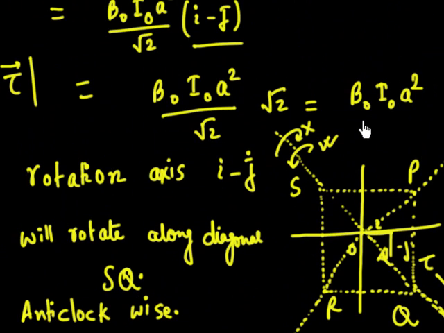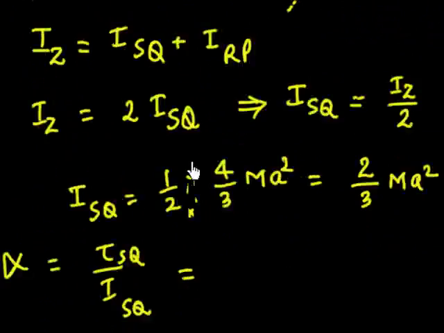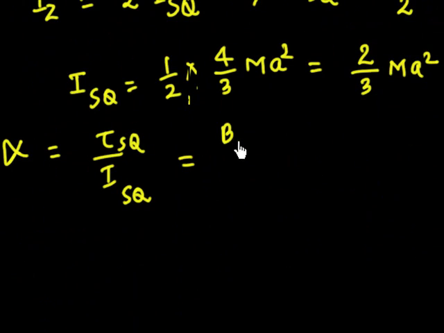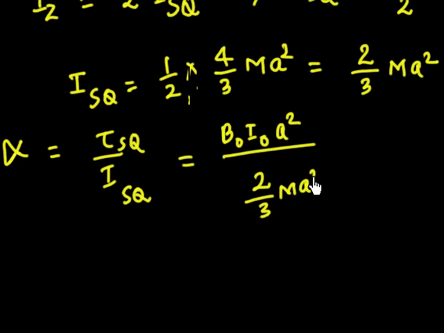So torque I have already calculated. This value is magnitude-wise B naught I naught A square. This is torque divided by I, that is 2 by 3 MA square. So this becomes 3 by 2 B naught I naught by M. So this is alpha. So now I can calculate theta.